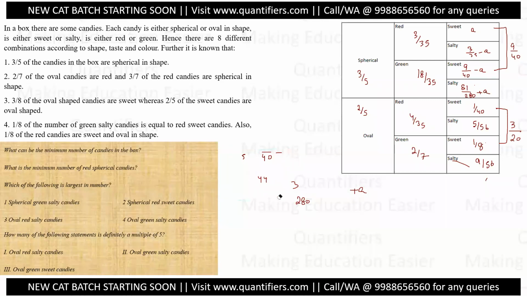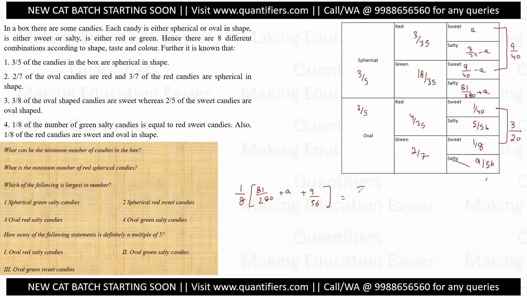Now let's try to apply the last relationship. What does the last relationship say? 1 by 8 of the number of green salty candies. Now what are green salty? This part and this part, these two parts. All right. So 1 by 8 of 81 by 280 plus A plus 9 by 56. 1 by 8 of this part is equal to red candy. Sorry, is equal to red sweet.